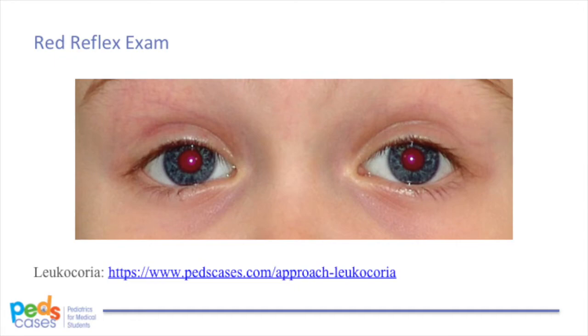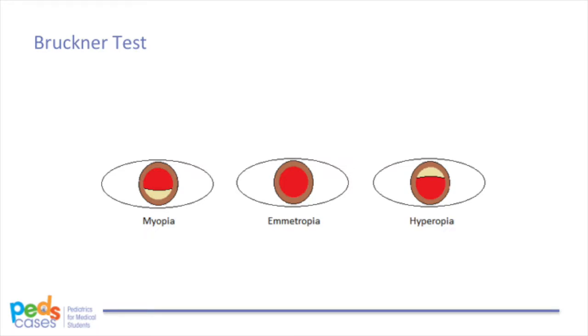Moving further away, the Bruckner test can be performed at 1 meter away from the child. Both eyes should now show a red reflex. If you see inferior crescents as shown in the diagram, it means the child is myopic. Superior crescents indicate hyperopia. Be aware that most children have some degree of hyperopia as their eyes are still immature. The Bruckner test assesses binocular vision and provides an indirect evaluation of refractive error.